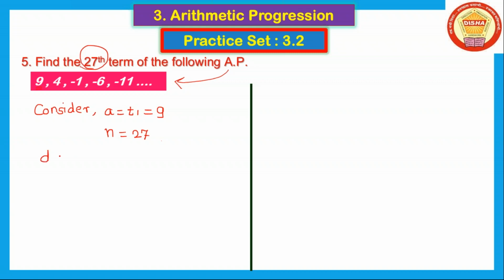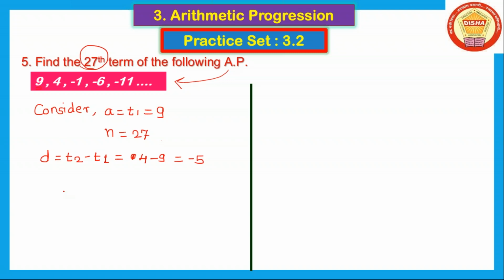Then we find D. That is D is equal to, we are taking the difference of any two consecutive terms. I am taking here T2 minus T1. Sorry, T2 is equal to 4 and T1 is equal to 9. Means 4 minus 9, which is equal to -5. Means here the common difference is -5. Number of terms is 27 and first term is 9. What is the question? That is find the 27th term.